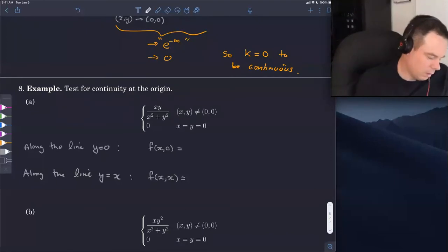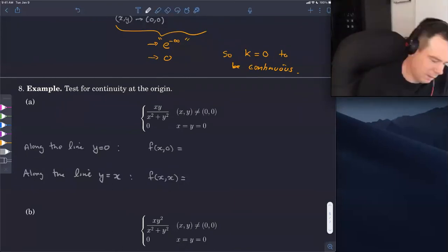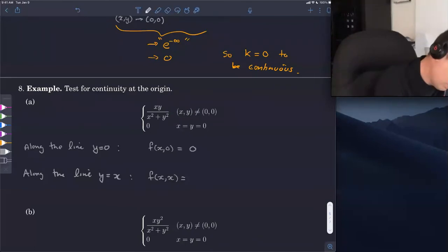So if I go along the line y equals 0 on the first one, what is f of x, 0 equal to? F of x, 0. Yeah, that's 0. So this says f of x, y goes to 0 along the line y equals 0.